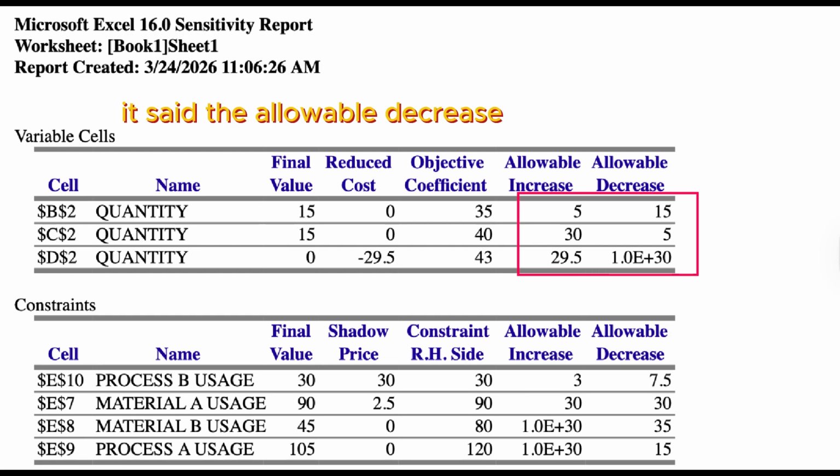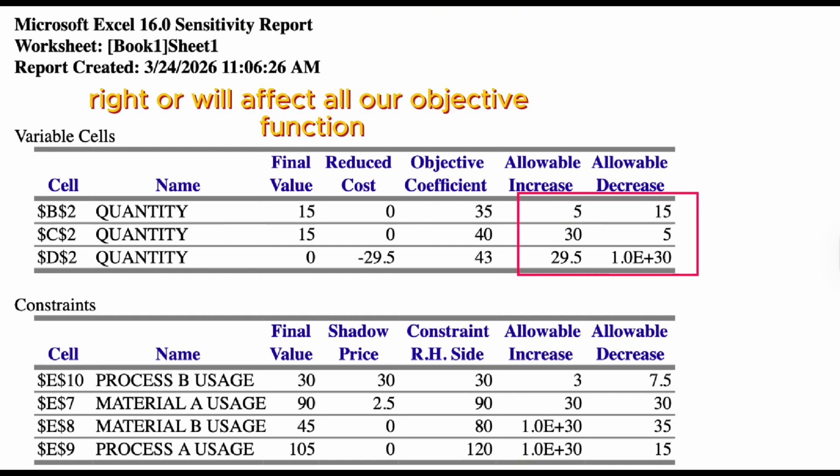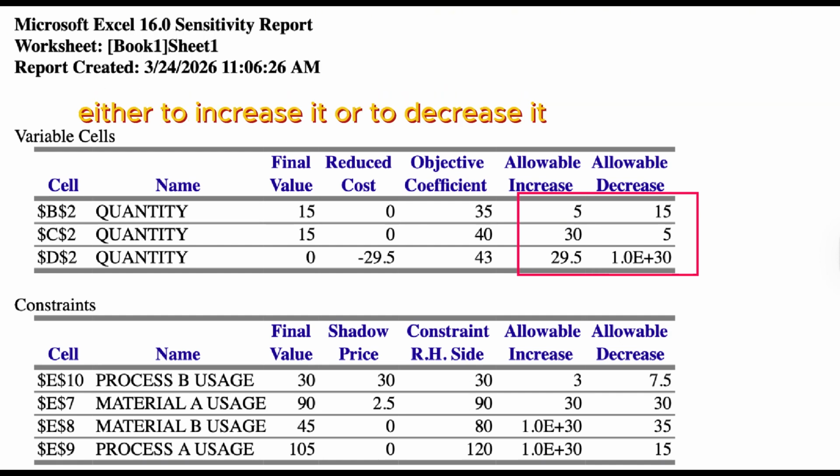We said the allowable decrease and allowable increase represent the range at which the quantity could increase or decrease that won't affect the final value, that's the ultimate solution, but rather will affect only the profit, right? Or will affect only our objective function, either to increase it or to decrease it.